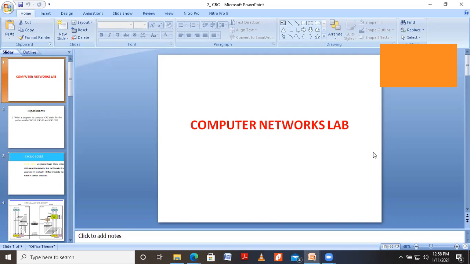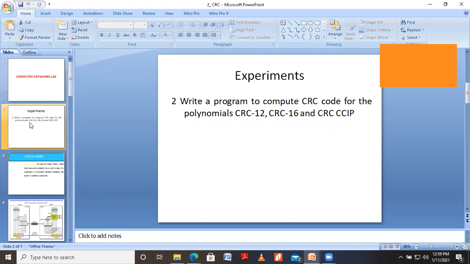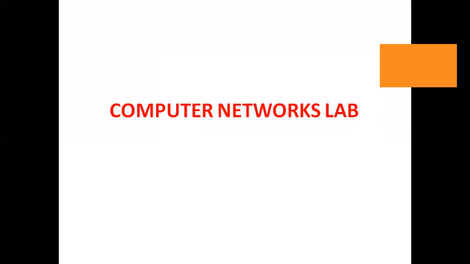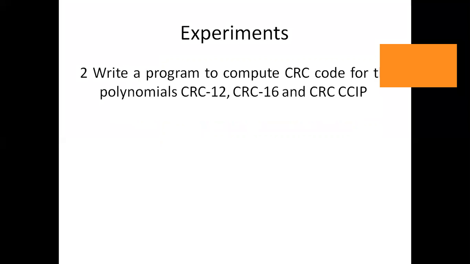So in this video we are going to cover one more experiment of Networks Lab, that is CRC, which stands for cyclic redundancy check. Cyclic redundancy is an error detection method where more accuracy is provided with the help of different standards like CRC-12, CRC-16 and CRC-CCITT.